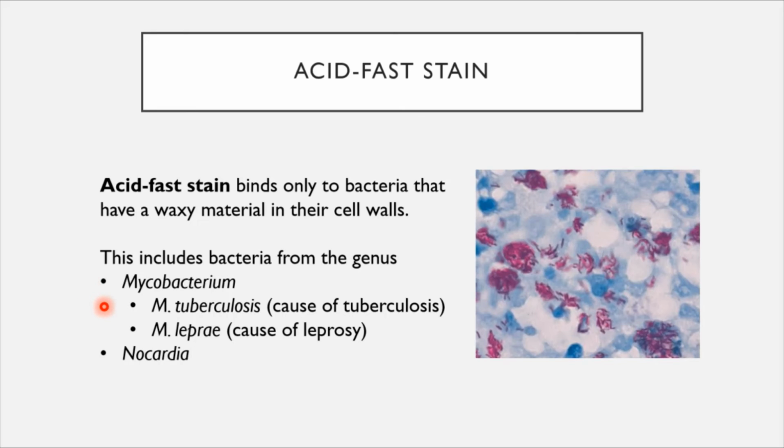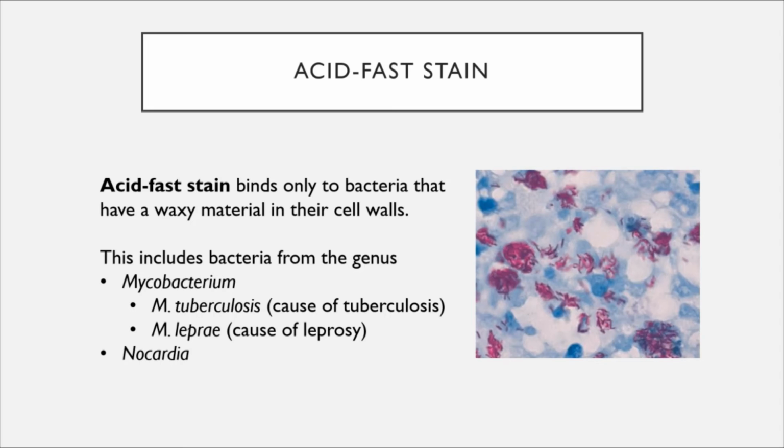Mycobacterium is a genus that includes two important human pathogens, Mycobacterium tuberculosis, which is the cause of the respiratory disease tuberculosis, as well as Mycobacterium leprae, which is the cause of the nervous system disease leprosy. Nocardia are a genus of bacteria wherein some are pathogenic, but they are usually only seen in immunocompromised individuals. So the main differential purpose of acid-fast staining is focusing on the genus Mycobacterium.